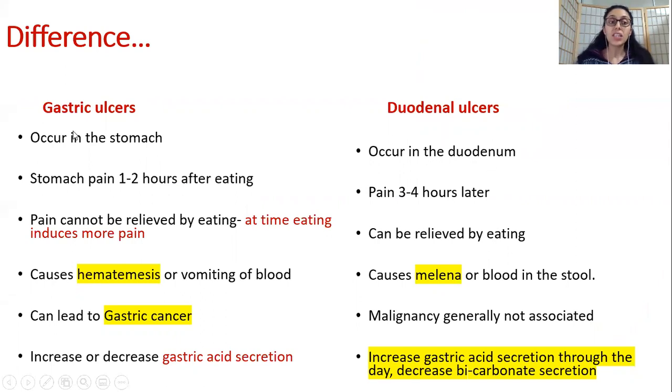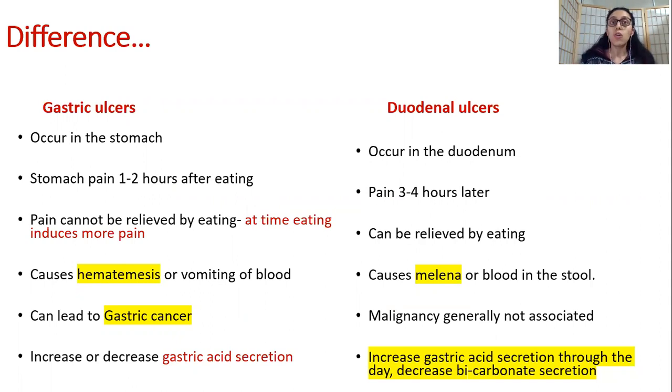With gastric ulcer, the stomach pain is 1 to 2 hours after eating, or some individuals may experience pain as soon as they eat. Okay, so there is a variation. All right, so now with duodenal ulcers, definitely the pain is once the food starts trickling into the duodenum.